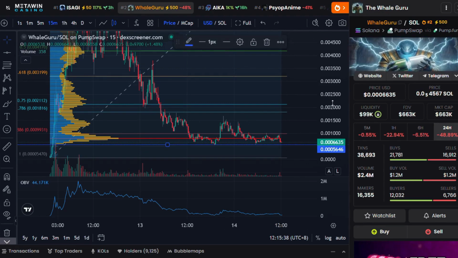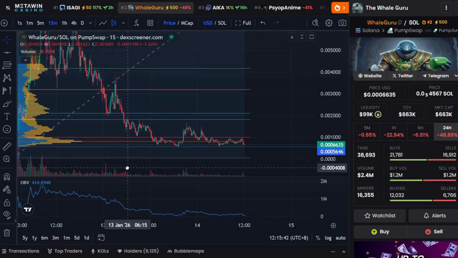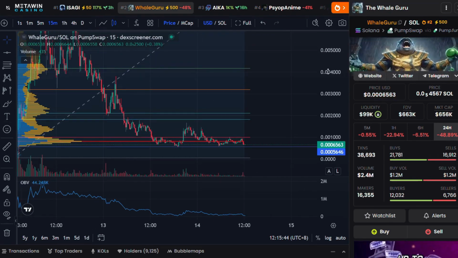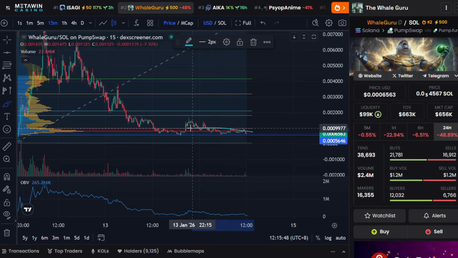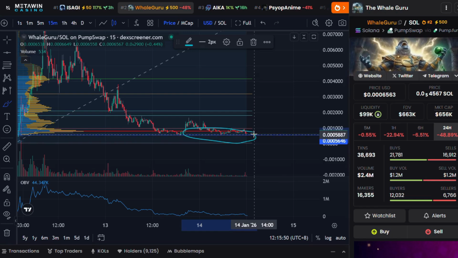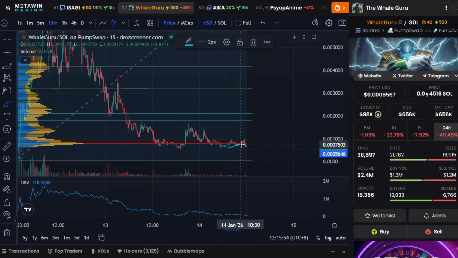For Whale Guru to have a bullish continuation, we need to see price hold the value area low and the point of control, successfully reclaim the 0.886 Fibonacci level, and begin to accept above it as support.